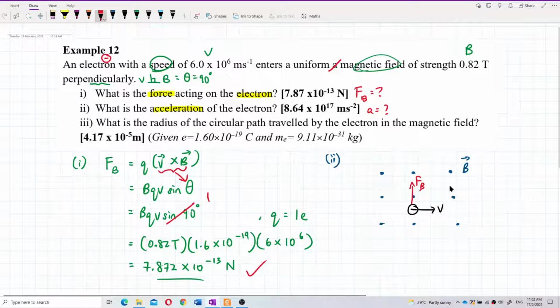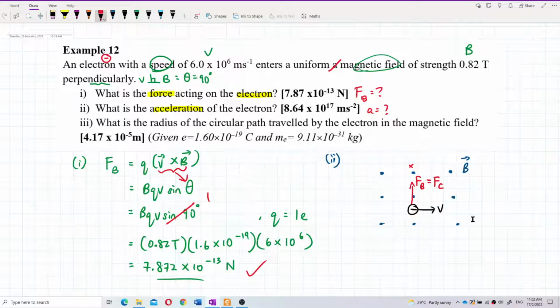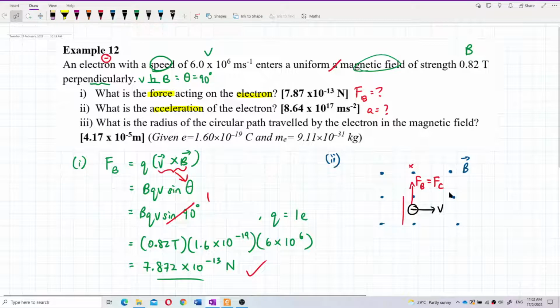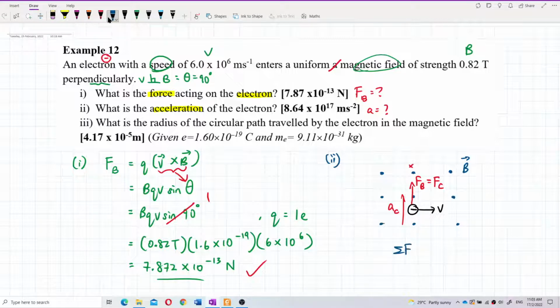The magnetic force becomes the centripetal force. Once you have the centripetal force, it is the centripetal acceleration, because magnetic force is the only force acting on this electron charge. So the acceleration acting on the electron is the centripetal acceleration. Or I can write it this way: the resultant force acting on this electron charge.